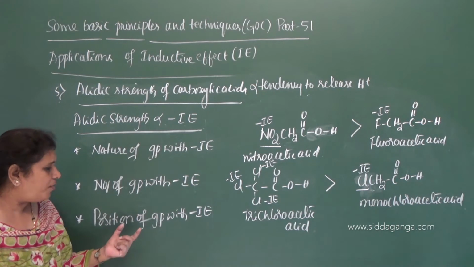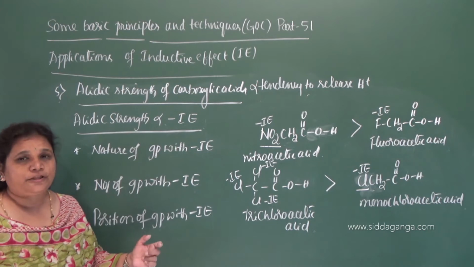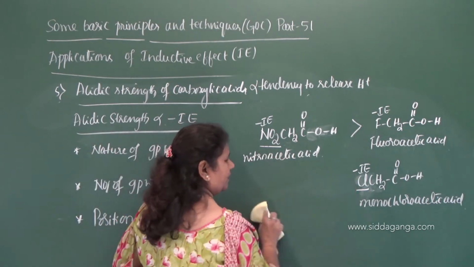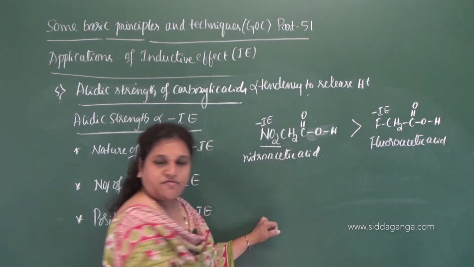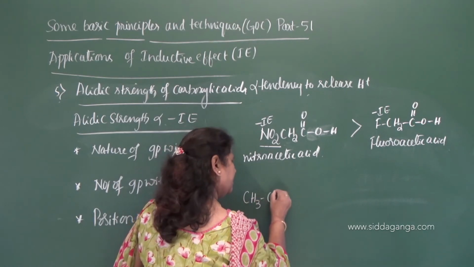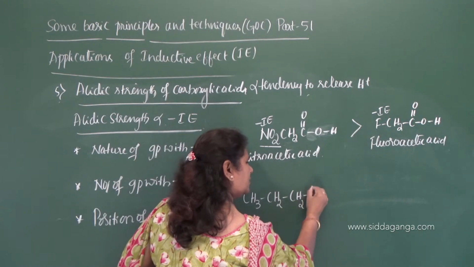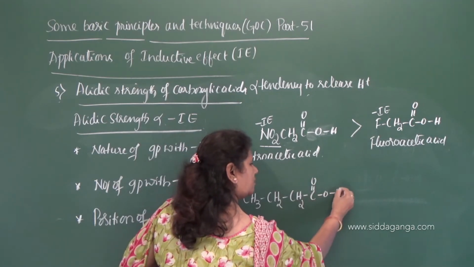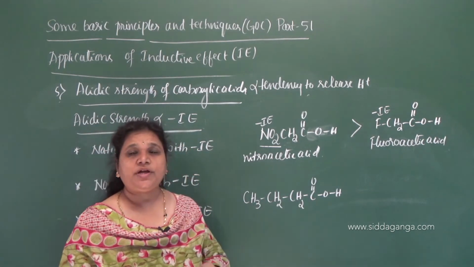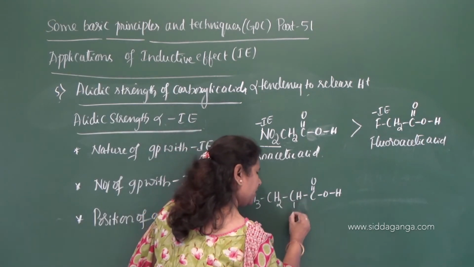Now last one, position of group with minus I effect. I will give the example here. See here, CH3, CH2, CH2, COOH. What is this compound? 1, 2, 3, 4. Butanoic acid. Correct? Now, you replace one of the hydrogens here by chlorine.